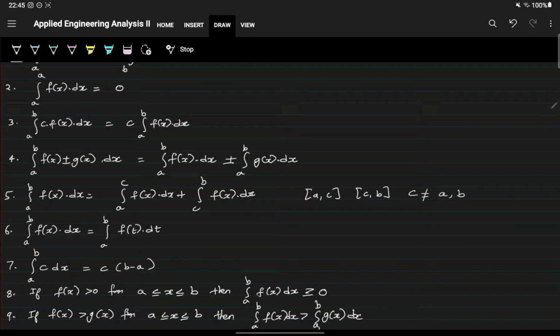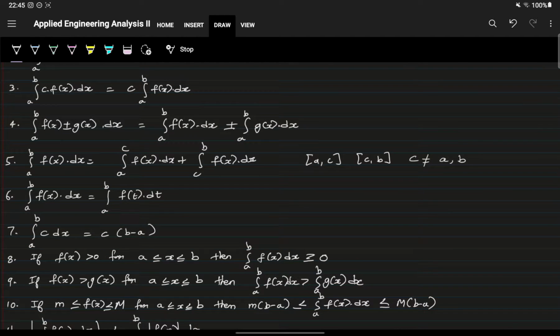And in the fifth property, we can see that c is any number. The property here we must realize is that we can integrate a function over adjacent intervals a to c and c to b, and we have to observe that c doesn't need to be between a and b. And for the sixth property, we have integral a to b f of x dx, which is equal to integral a to b f of t dt. The point of this property is to notice that as long as the function and the limits are the same, the variable used in the integration doesn't affect the answer.